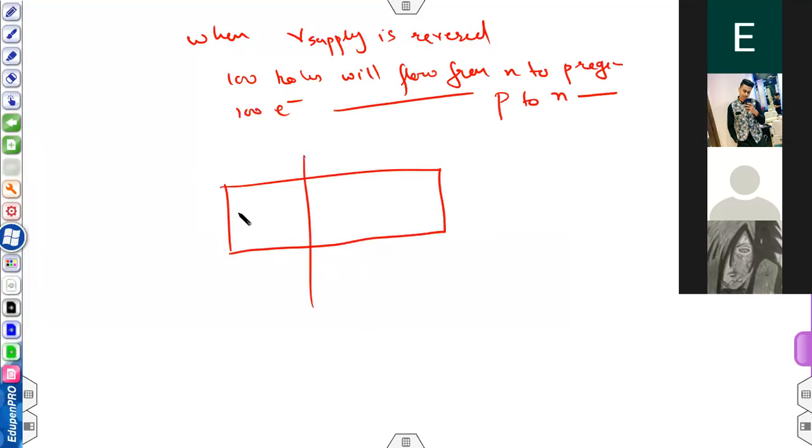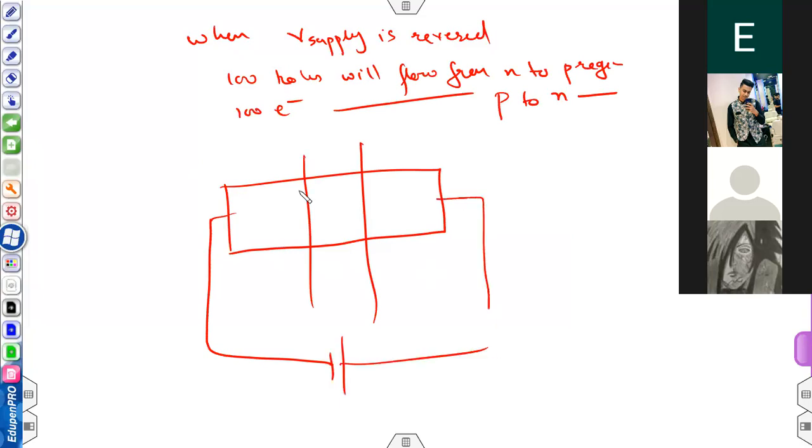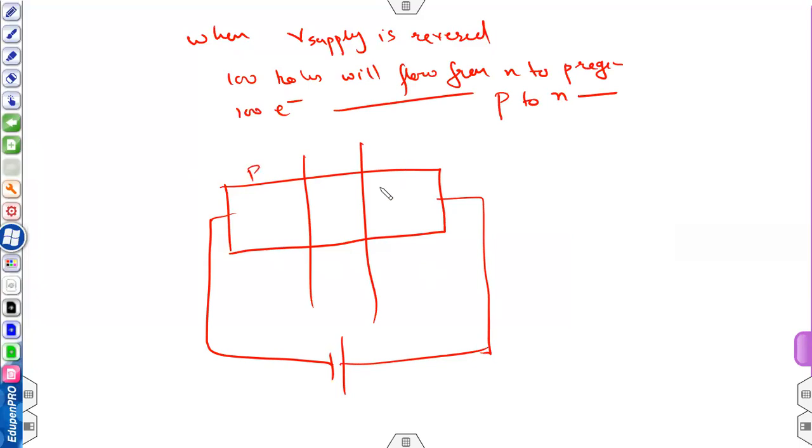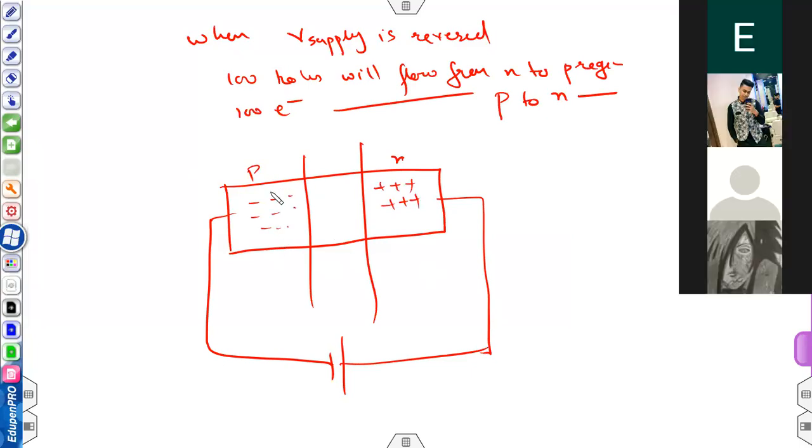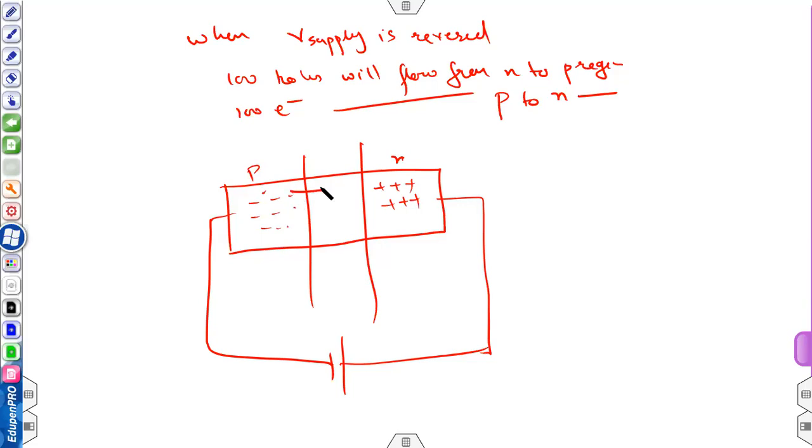I am not mentioning the other charge carriers. Just this is the P region, this is the N region. We have, let's say, 100 holes here and 100 electrons in the P region. The electrons will flow from the P region to the N region like this, and the holes will flow from the N region to the P region. So what will be the direction of current? The direction of current will now be from the N side to the P side, the direction of the holes. And what will be the magnitude of this current?